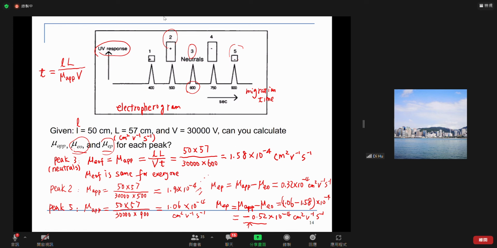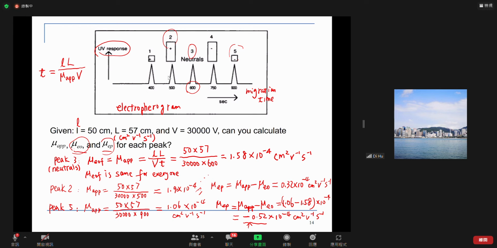Do you get the same answer as what I get? Yes or no? Yes, same. Very good. That is very smart, and that means you have already mastered this part.